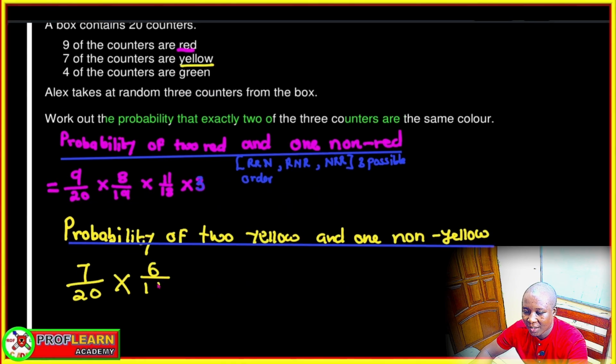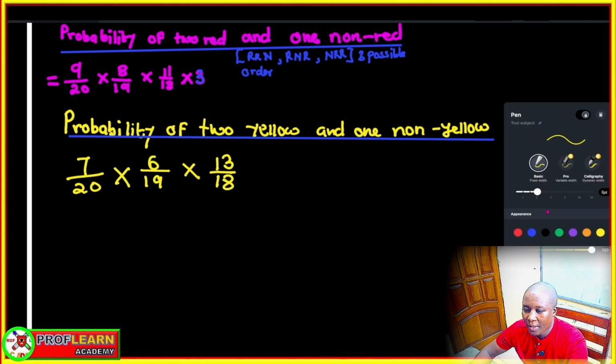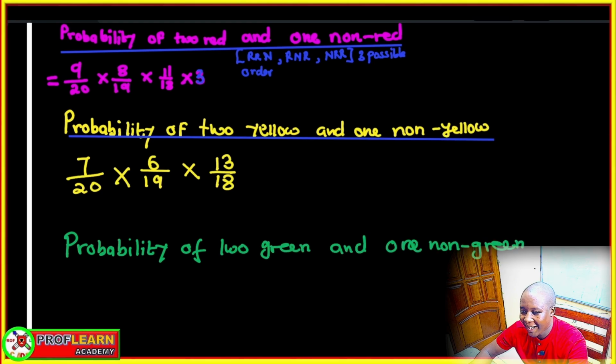Second pick, 6 over 19. And the last pick, which is non-yellow, will be a red plus a green: 9 plus 4 gives you 13. So it will be 13 over 18 at this point. And don't forget, this one also we're going to multiply by 3 because there are 3 possible different orders of the same probability. Then we move to green, the probability of picking 2 green and 1 non-green.